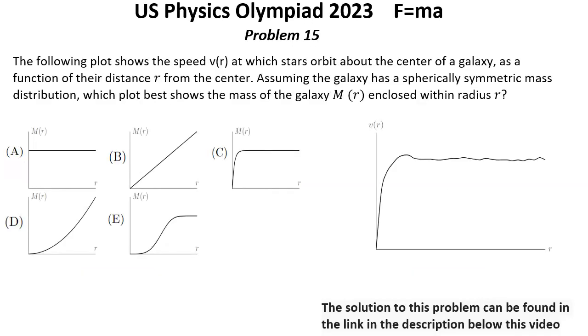Problem number 15. The following plot shows the speed v(r) at which stars orbit about the center of a galaxy as a function of their distance r from the center. Assuming the galaxy has a spherically symmetric mass distribution, which plot best shows the mass of the galaxy m(r) enclosed within radius r?